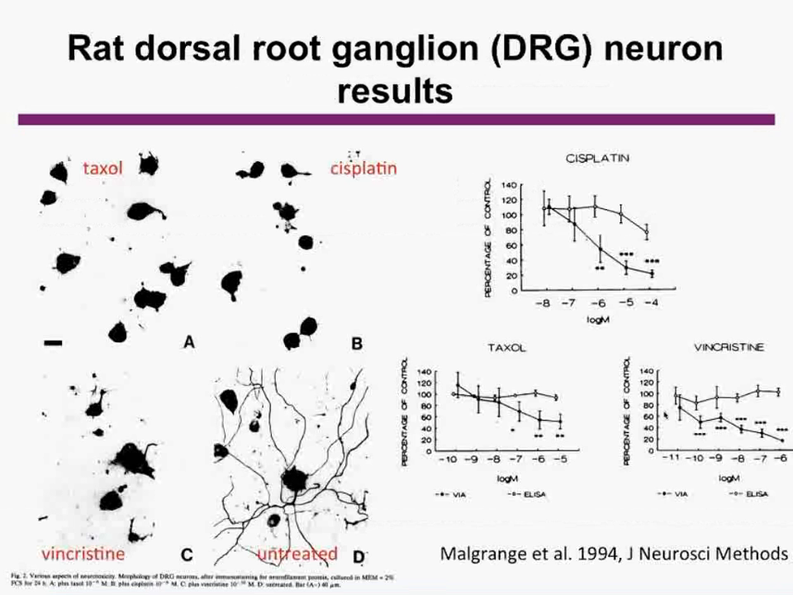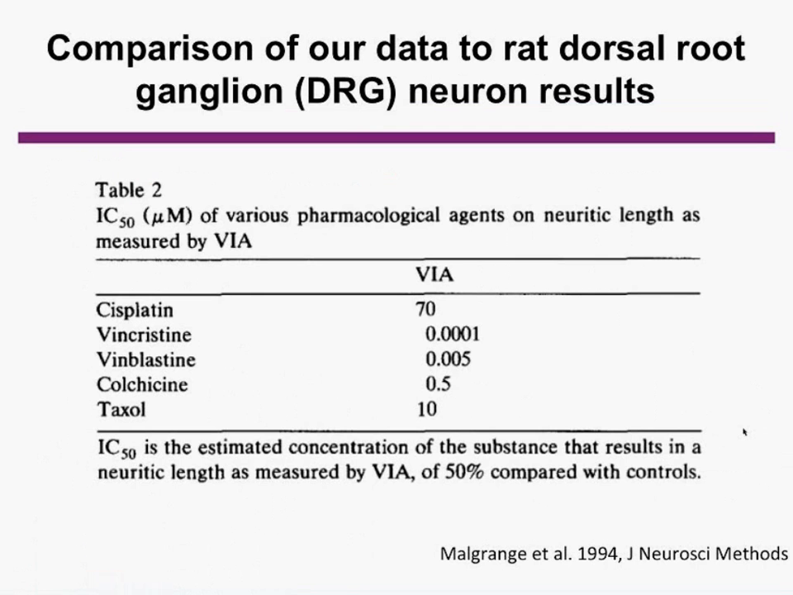We compared our results just in terms of relative amount to the GWAS dorsal root ganglion model because this has been out for so long. And this is a paper that was published in 1994 in which they compared cisplatin, vincristine, and Taxol. And again, we're seeing very similar results in terms of the vincristine being the most neurotoxic. And if you look here at their IC50 of various pharmacological agents on neurite length measured by VIA, the relative values are the same as what we're seeing, where vincristine is the most neurotoxic versus Taxol, which is intermediate, and cisplatin is intermediate between the two. I'm sorry, cisplatin is the least neurotoxic.